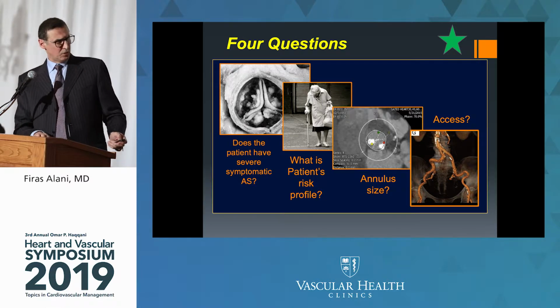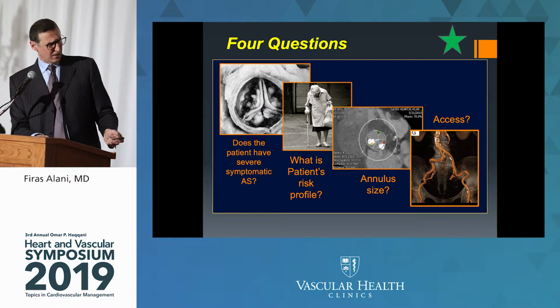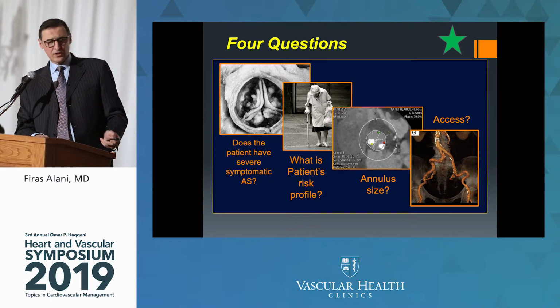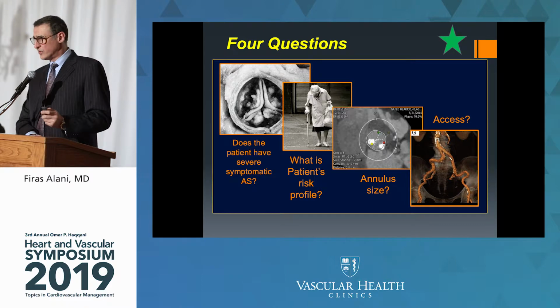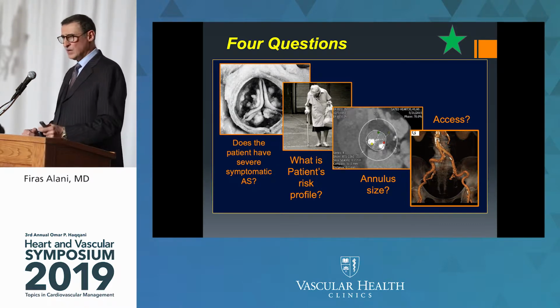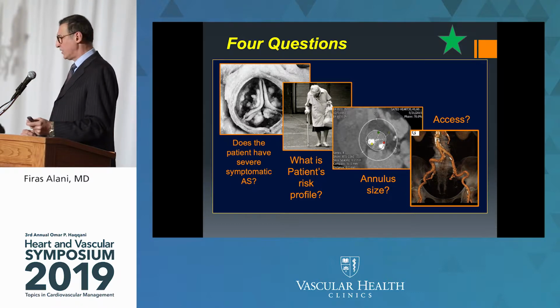So 4 questions to remember. Does the patient have aortic stenosis? What is the patient's risk profile? What is the annulus size? All these patients get a CAT scan. They get a very dedicated TAVI CT to look at the size of the annulus. You've got to get that size right. There's no room for error here.